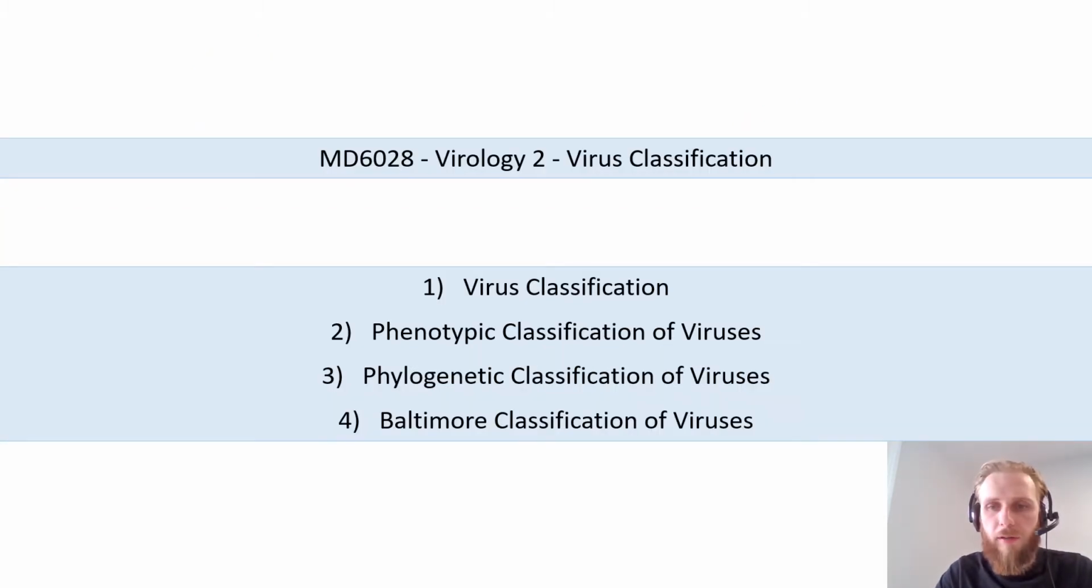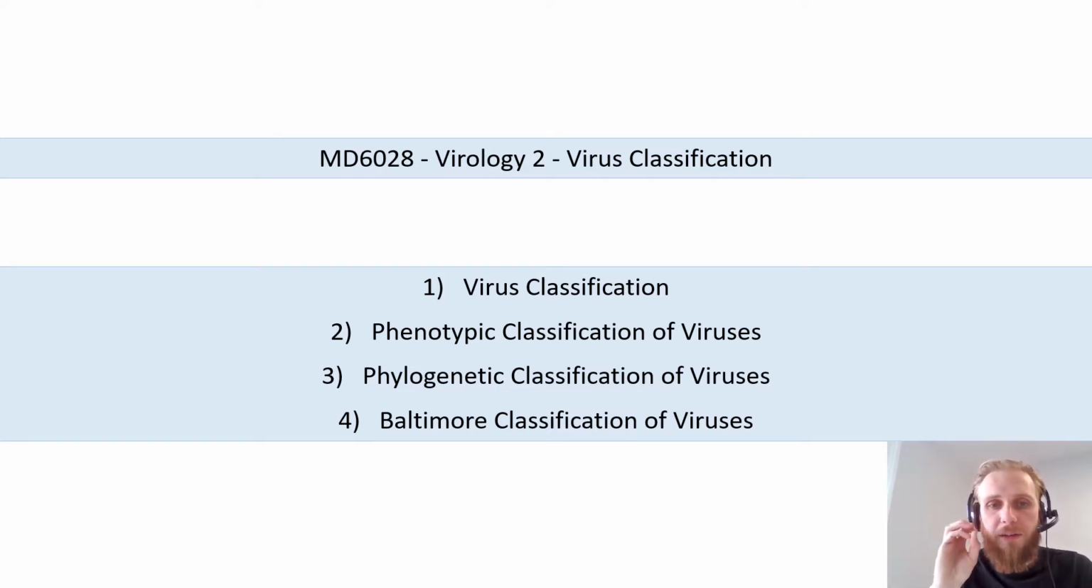Okay, so this is what the lecture is going to look like in terms of structure. We're going to start off talking about some ideas around virus classification, talk about some of the problems that we can face when trying to classify viruses, talk about exactly why we have to approach virus classification differently to how we approach classification of the other groups of microorganisms. And then we're going to look in some detail at the different classification strategies, I should say, that we can use to classify viruses. So we're going to look at phenotypic classification, phylogenetic classification, and the Baltimore system of classification.